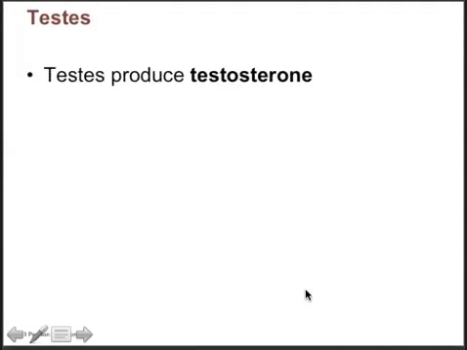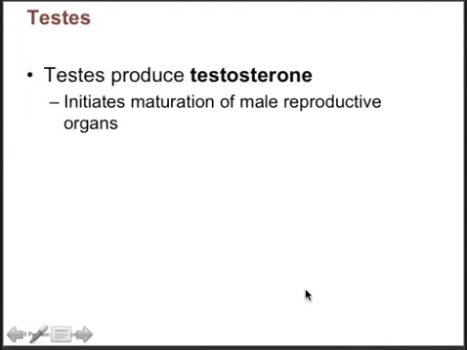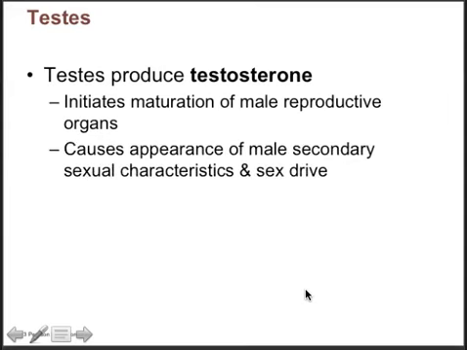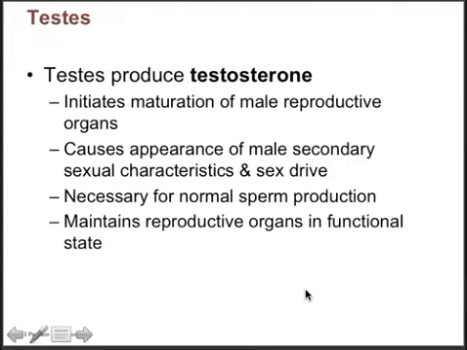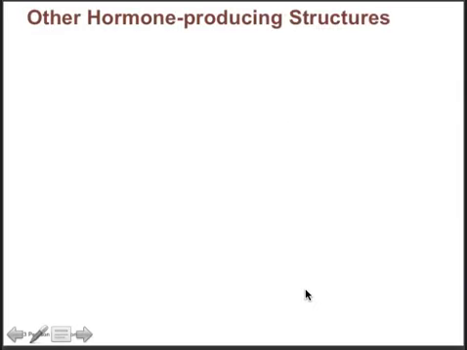The testes produce testosterone, which initiates the maturation of male reproductive organs and causes the appearance of male secondary sex characteristics and libido. It's important for normal sperm production and maintains the reproductive organs in a functional state. Other hormone-producing structures include adipose tissue.